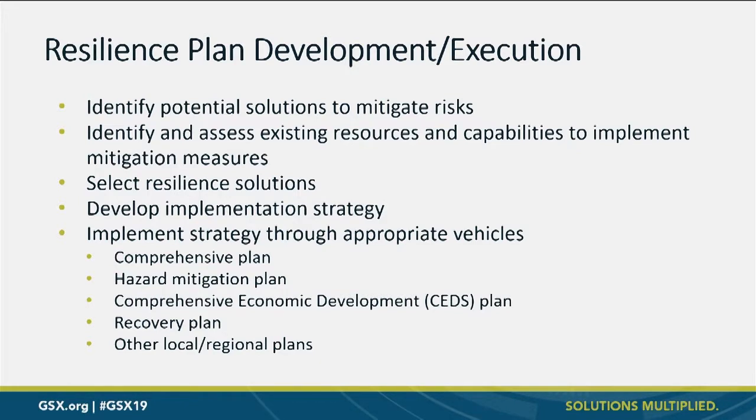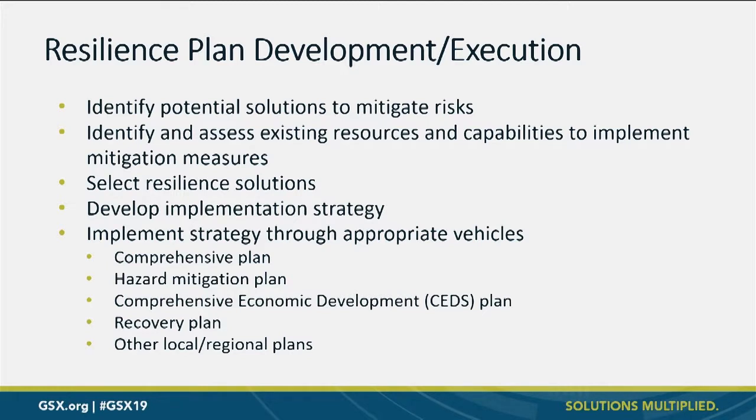And then the development of the plan and the execution. So you want to begin by taking that prioritized list of gaps and identifying potential solutions to mitigate the risks. Those could range from engineering solutions. They can be policy solutions. If you're talking about the community scale, it could be things like changes in land use planning that remove facilities or buildings from risky areas.